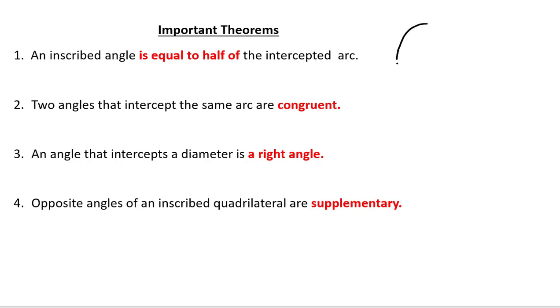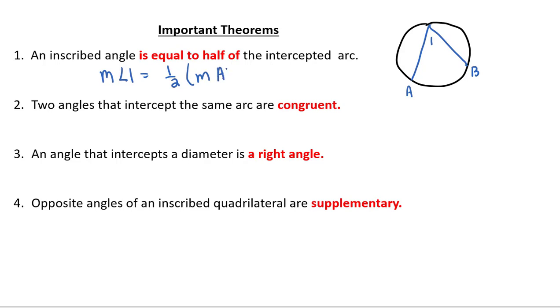So if I have a circle, I try and draw my best freehand circle I can, and you have an inscribed angle, meaning that the vertex of that angle is on the circle, the measure of this angle here, I'm going to call it 1, and I'm going to call that A and B. The measure of angle 1 is half the measure of arc AB.